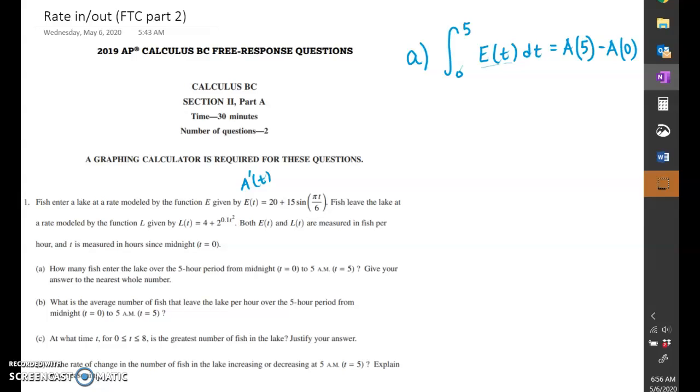If I give these questions in class, a lot of times people will ask me, do I have to worry about the fish that are leaving? Read the words. Be very clear about what they're asking. They're asking how many fish enter the lake. So that's all they care about. They don't care about that L function at this point. They just care about the E function.